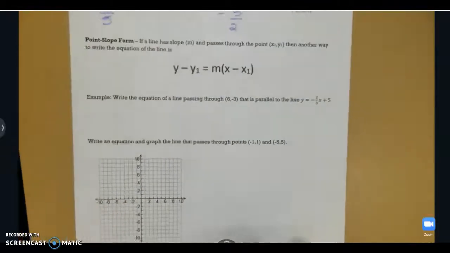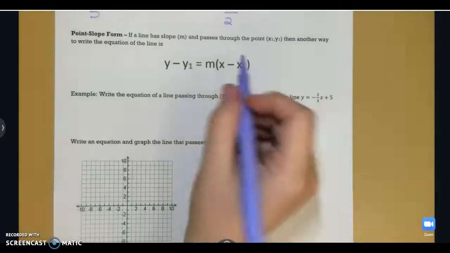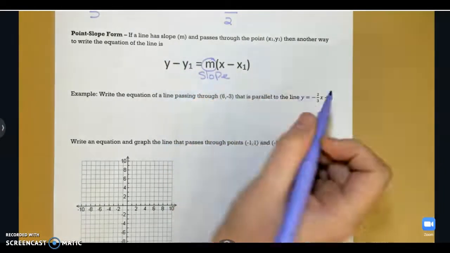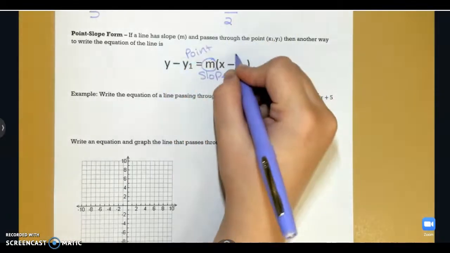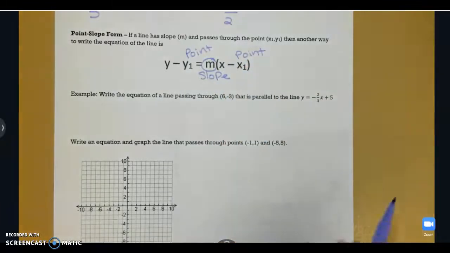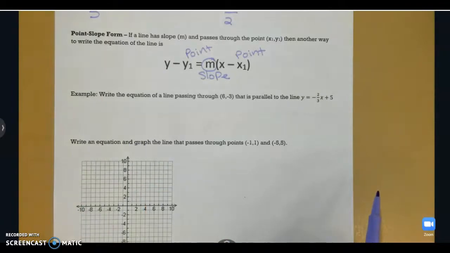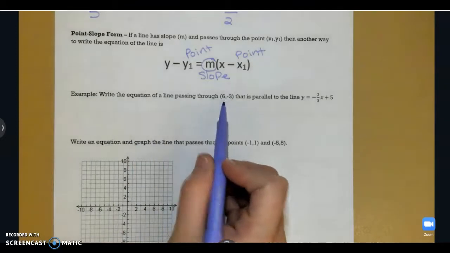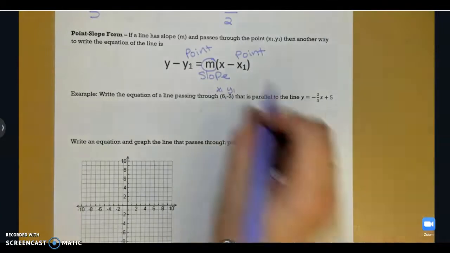Now, one last thing we are going to take a look at is another way that we can write the equation of a line, and that is in point-slope form. And the information that I need to write an equation in point-slope form is, again, my slope m, and then I need one of the points that the line passes through. So that's x1 and y1. So we need slope and one of the points it passes through to write the equation of a line in this method. So here, if I'm writing the equation of a line that passes through 6, negative 3, this is my x1, y1. I just now need my slope.